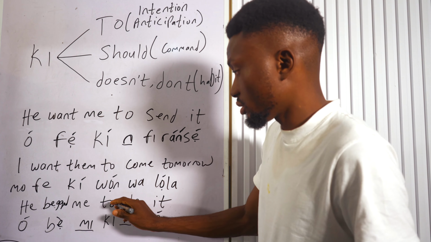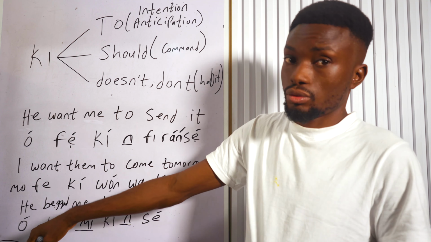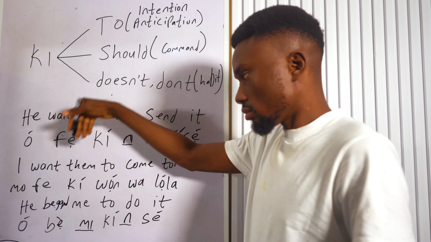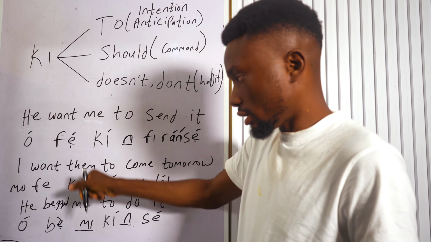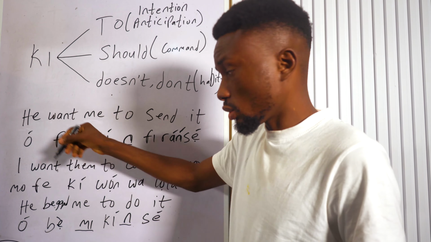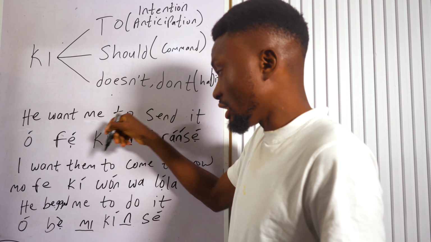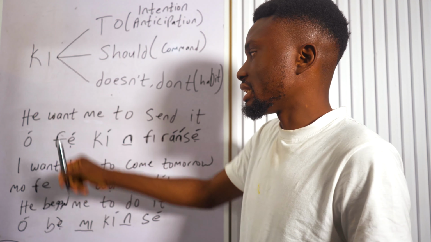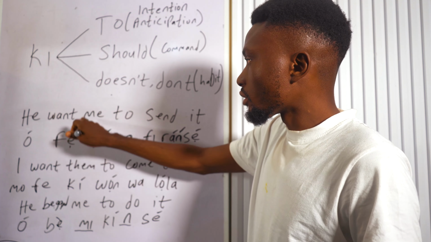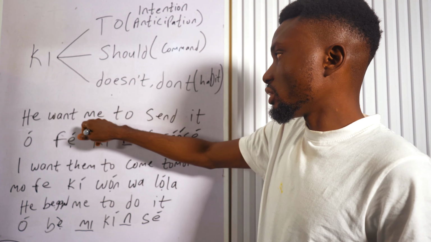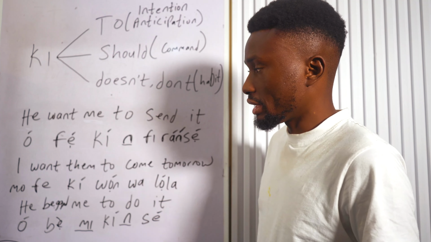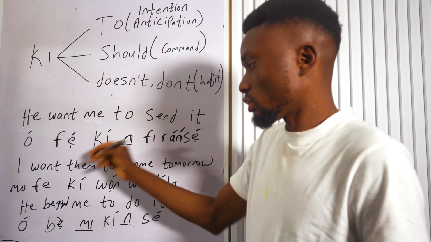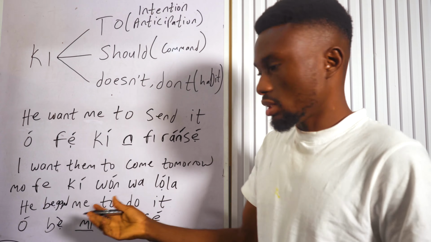When it's "to", on behalf of someone else, as in he begged me to do it, the subject is basing that intention on someone else. So the kí will come and then the pronoun will also follow. The verb may determine whether the pronoun will be duplicated or not. In this one, it's not duplicated, but in this one, it's duplicated.